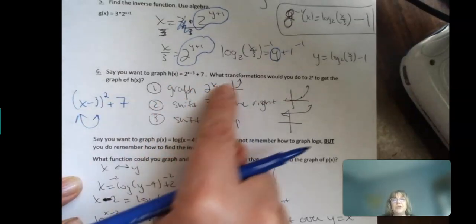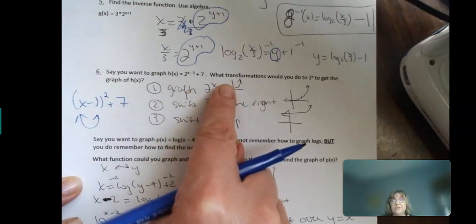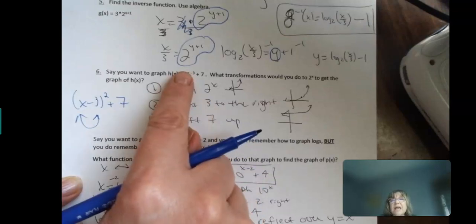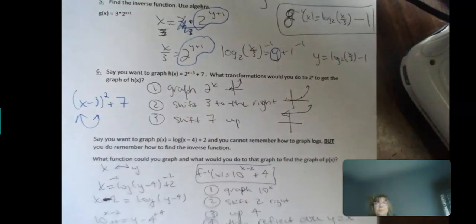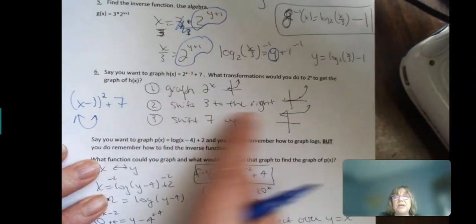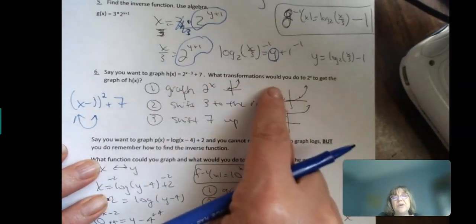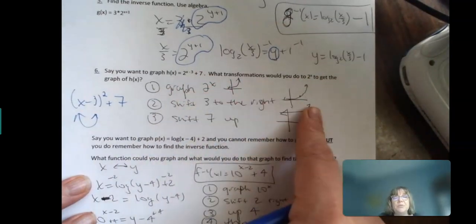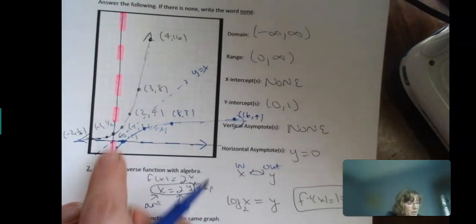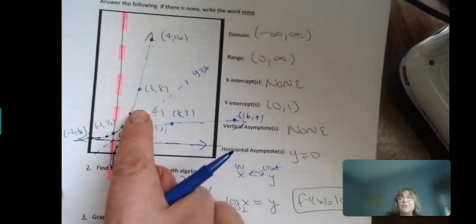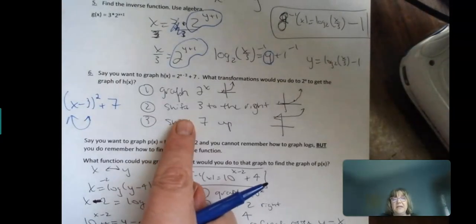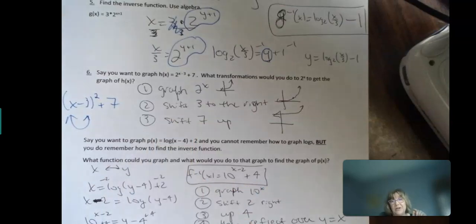So on this one, you would graph 2 to the x like we did on the first page. You would shift it 3 up. Or sorry, I misspoke. 3 to the right, that would help. Because we're talking about the x, 3 to the right, and then 7 up. At first you'd be looking like we initially had it. Then I would shift all my points 3 to the right. Every single point, just shift it 3 to the right and graph that. And then I would shift it up by 7.